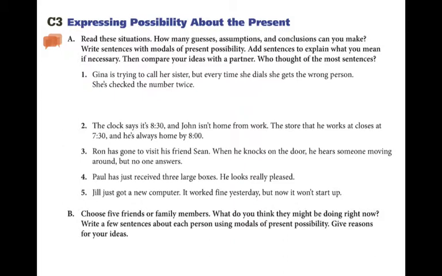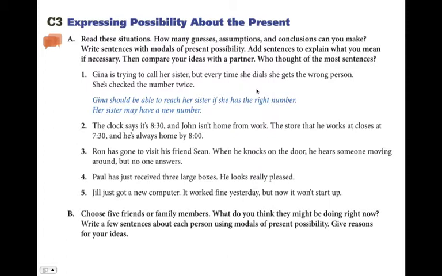Gina is trying to call her sister, but every time she dials, she gets the wrong person. She's checked the number twice. Can you make some guesses, assumptions, and conclusions about this situation? Here's an example. Gina should be able to reach her sister if she has the right number. So this is a modal that's in the present time frame.